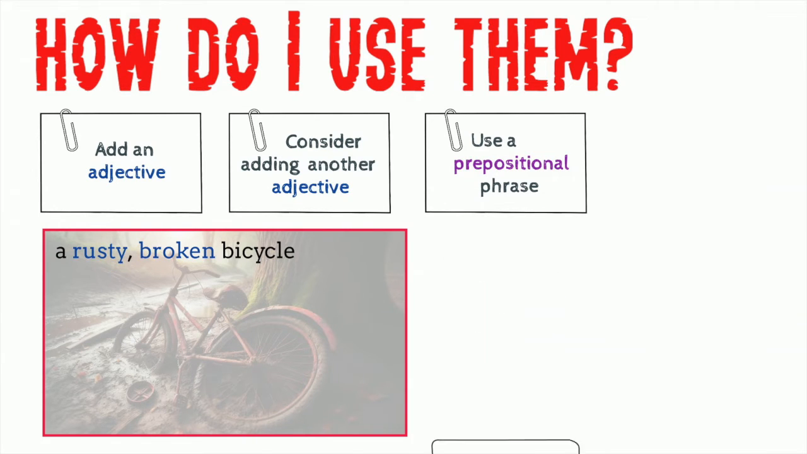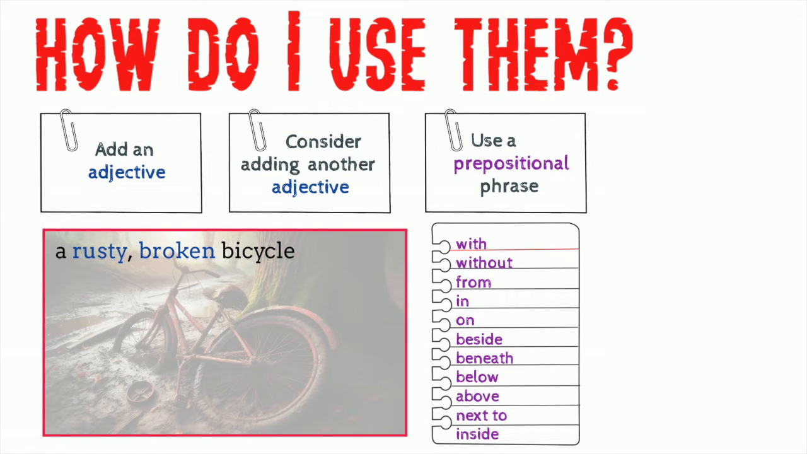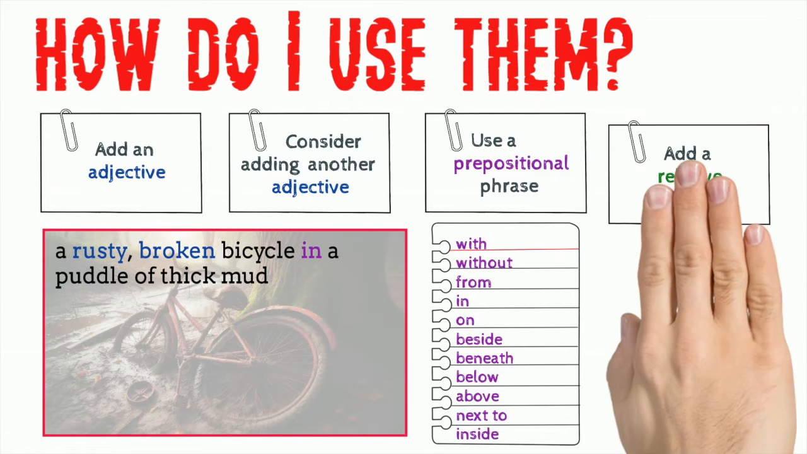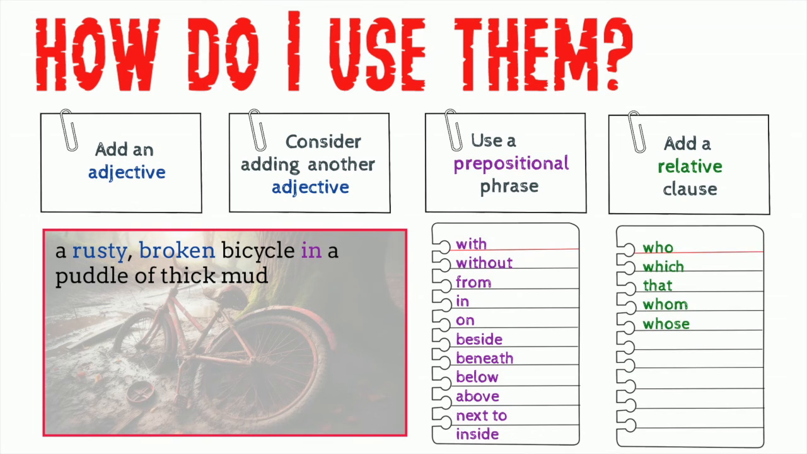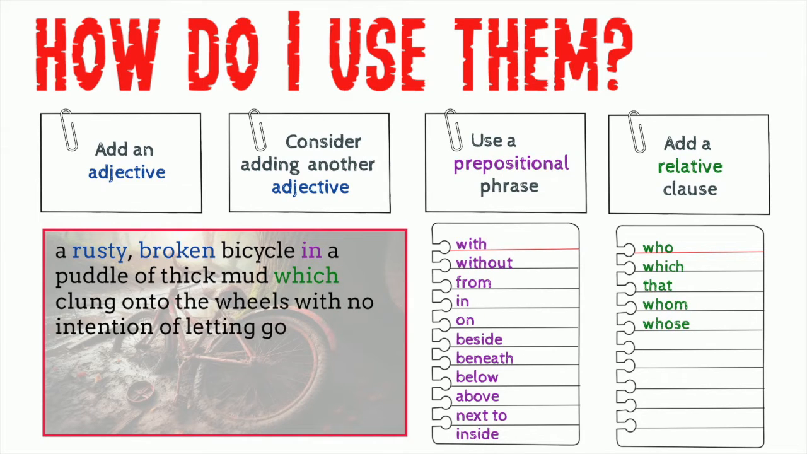Any of these words will help you to do this. Let me use in. A rusty, broken bicycle in a puddle of thick mud. Finally, we can expand our noun phrase by adding a relative clause. Any of these words will help you to do this. Let me use which. A rusty, broken bicycle in a puddle of thick mud, which clung onto the wheels with no intention of letting go.